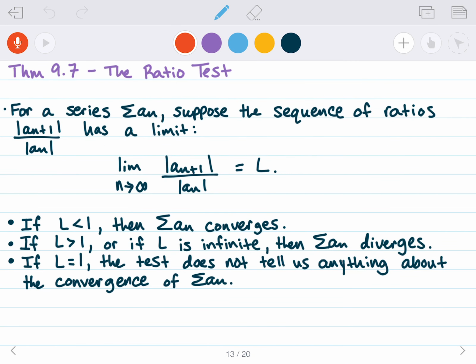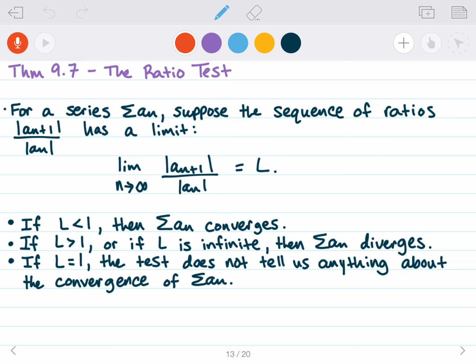Okay, so we've talked about several tests. Last week we talked about the integral test. We just talked about the comparison test and also the limit comparison test. So the next test that I'm going to introduce is called the ratio test. And this is how it goes.